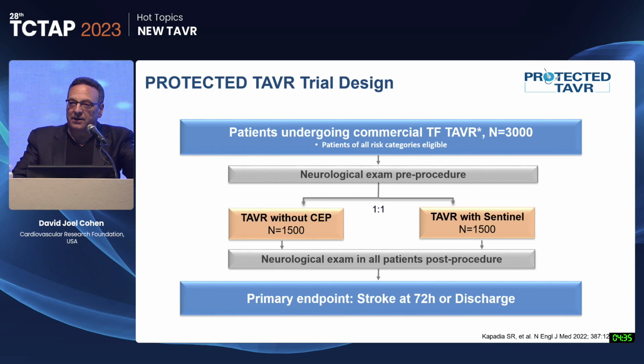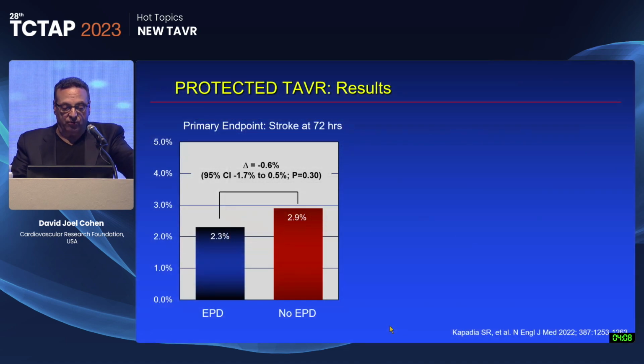So with that in mind, the PROTECTED-TAVR was designed to try to answer the question, are we really doing good when we use embolic protection? You heard this, those of you who were here for the previous session, from Samir Kapadia. All patients undergoing commercial TAVR, US and Europe, had a neurologic exam pre-procedure, and were randomized 1-to-1 to TAVR with or without the Sentinel device. Everybody had a neurologic exam post-procedure, and the primary endpoint was stroke at 72 hours or discharge.